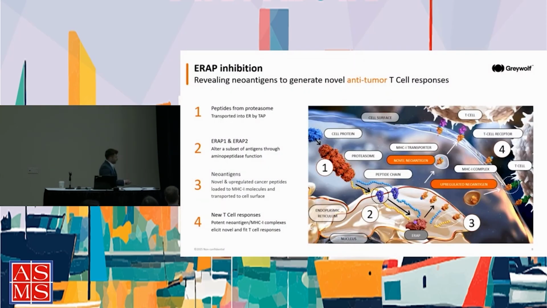So ERAP enzymes sit in the endoplasmic reticulum of the cell, and their role is in cleavage of peptide substrates prior to presentation on MHC1. So you will have proteins in the cell, they will get degraded by the proteasome, this peptide chain will then be transported into the endoplasmic reticulum. A proportion of those peptides will then be cleaved by ERAP or other aminopeptidases, and then they will be subsequently presented as most commonly 9-mers, but with some variance in length on MHC1.